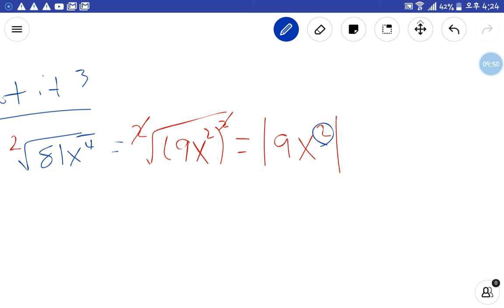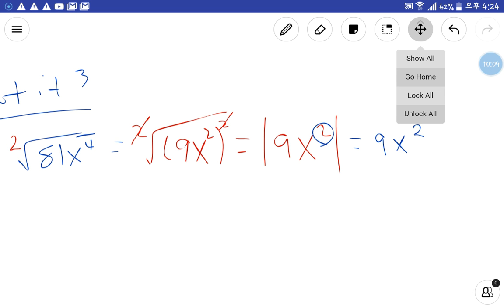What about x squared? x squared is always a non-negative value. Yes, it is. Negative squared becomes positive, positive squared equals positive. So in this case, I don't need to put any absolute value around it. Simplified, it is 9x squared. You good?